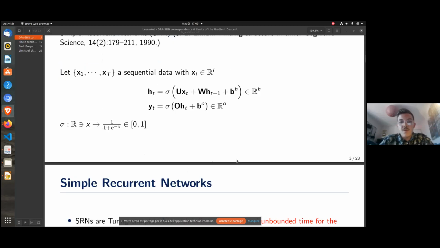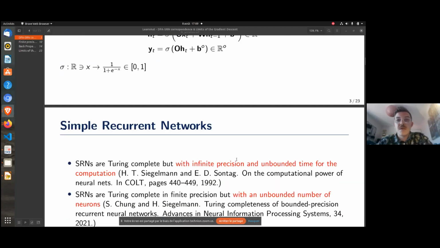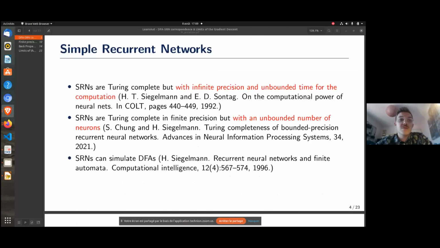What we know about simple recurrent networks in terms of expressivity is that since 1992 we know that they are Turing complete. It's a result by Siegelmann and Sontag. But they are Turing complete only in theory, because we require infinite precision and potentially unbounded time for the computation. In 2021, Chung and Siegelmann proposed another result, which states that they are Turing complete in finite precision, but they require storing the information of the Turing tape on a potentially unbounded number of neurons.